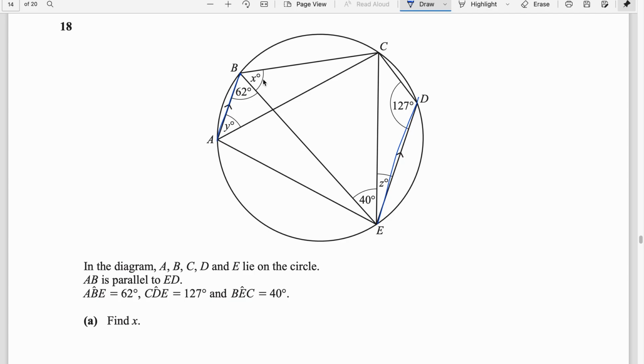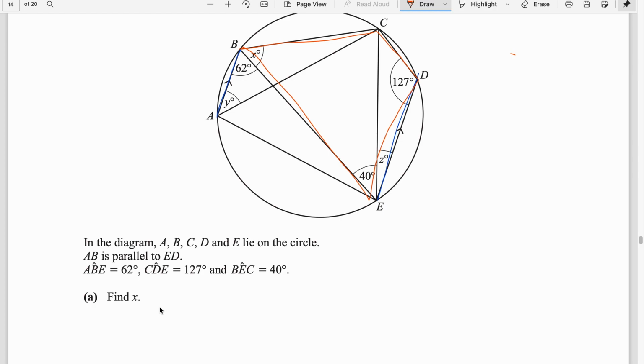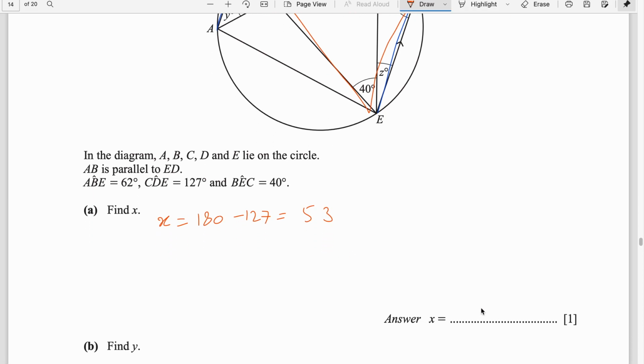So X lies exactly here, and if you see these 4 points B, C, D, E, it is a cyclic quadrilateral. So these two are opposite angles of a cyclic quadrilateral, making them supplementary. X is equal to 180 minus 127, that equals 53.